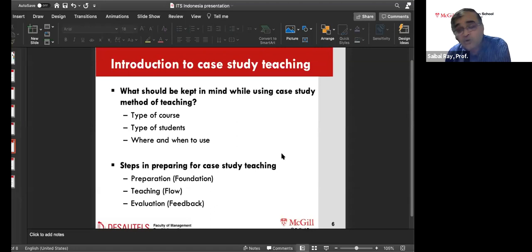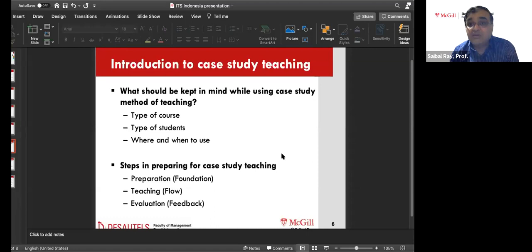Total number of students: what is the ideal class size for teaching a case? I like 35, 40. But believe me, you can teach a case in larger classes. I know most of the core courses at Harvard are taught in classes of 90, 95, and they teach that case much better than me. We think small class sizes are better, but actually I do not want very small class sizes.